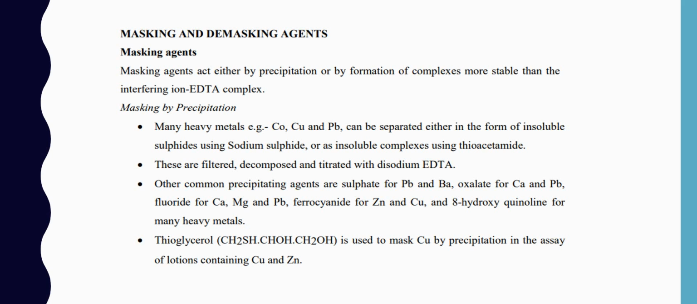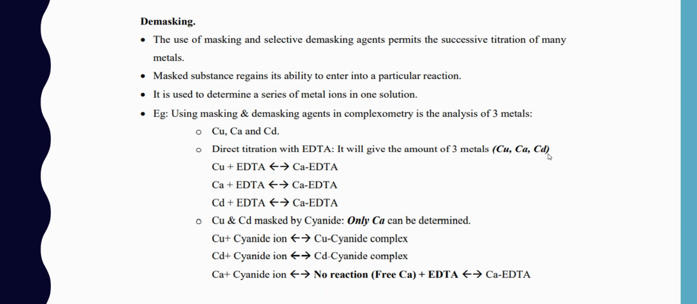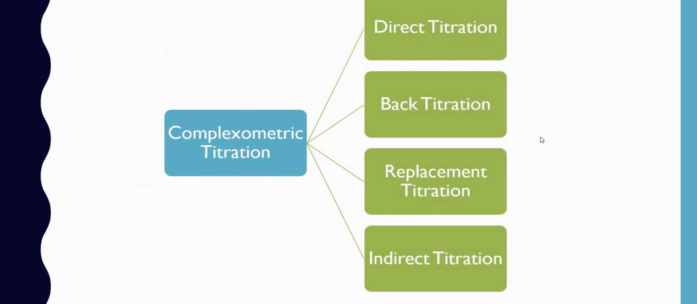Then we studied masking and demasking agents. Masking and demasking agents are important when we need to estimate multiple metal ions in a solution, or we need to estimate one but we do not want hindrance of other metal ions, so we use masking and demasking. We can perform masking by complex formation. So if we are using that, what different kinds of complexes we can form are enlisted here, and different kinds of masking agents also. Then demasking, how we will perform it and what the demasking agents are.